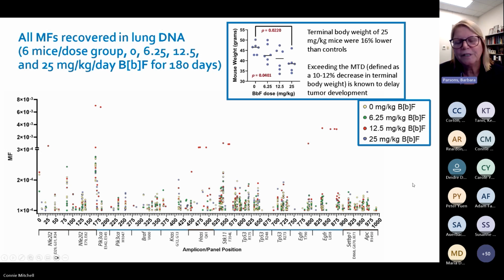Yeah, so you would expect it to be the high dose, right? 25 mg per kg would have the highest mutant fraction if it's clonal expansion. But in fact, the 25 mg per kg treatment group exceeded the maximum tolerated dose. So those mice showed a 16% lower terminal body weight than controls. And exceeding the maximum tolerated dose is known to delay tumor development. So I think it's plausible to consider that it might also delay clonal expansion. Next slide, please.